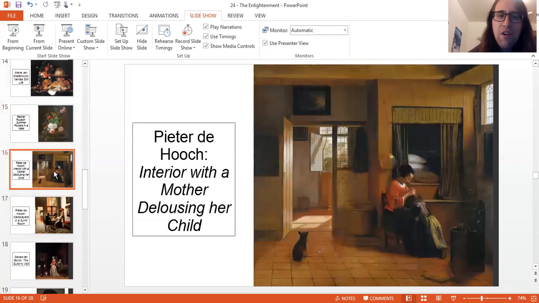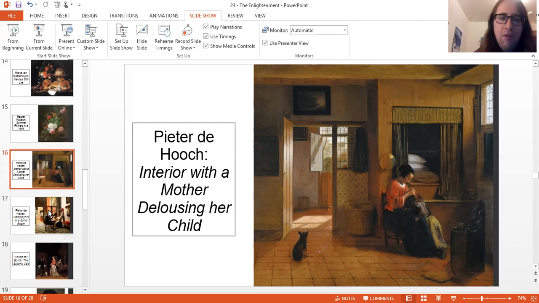Peter de Hooch depicted this image of an interior with a mother delousing her child. So she's getting lice out of her child's hair. You know, maybe you had that experience in elementary school, having lice in your hair. And this is a very, very ordinary thing, and this is a very ordinary house. We're moving away from the upper classes who are all fancy to something like this.